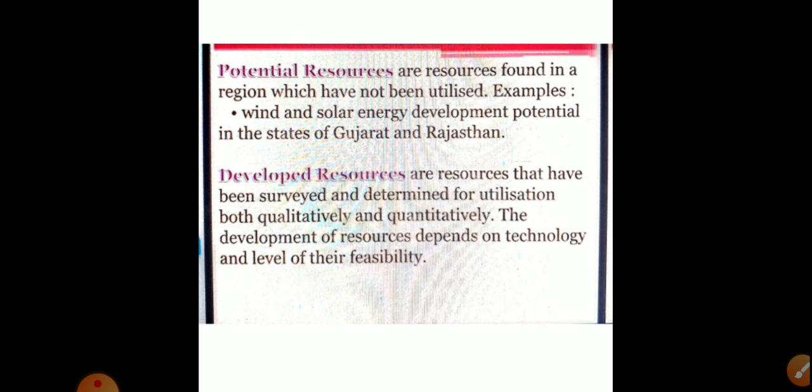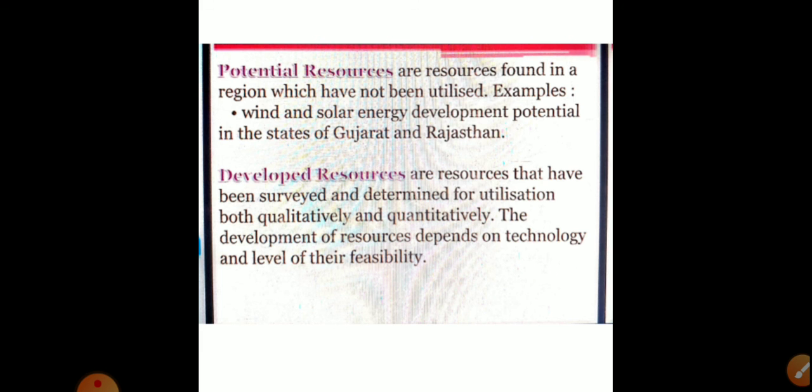Now, second one is developed resources. Developed resources are those which are surveyed and their quality and quantity have been determined for utilization. The development of resources depends on technology and level of their feasibility. For example, coal resources of India will become developed resources.